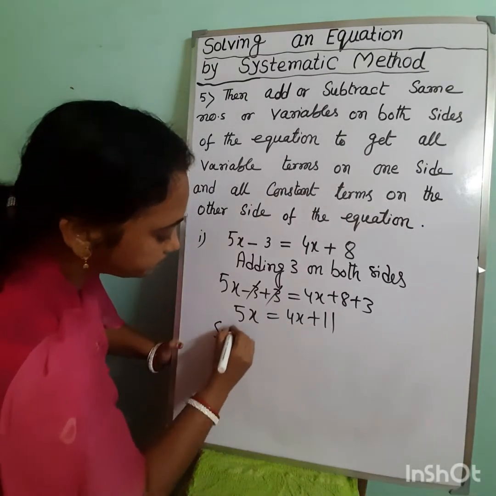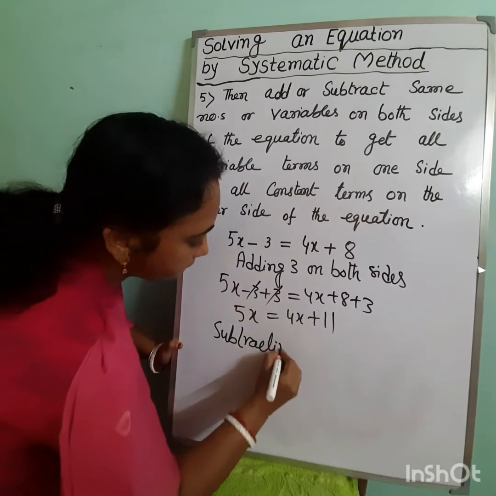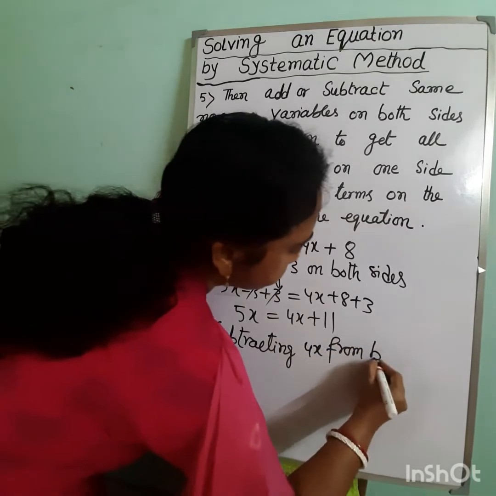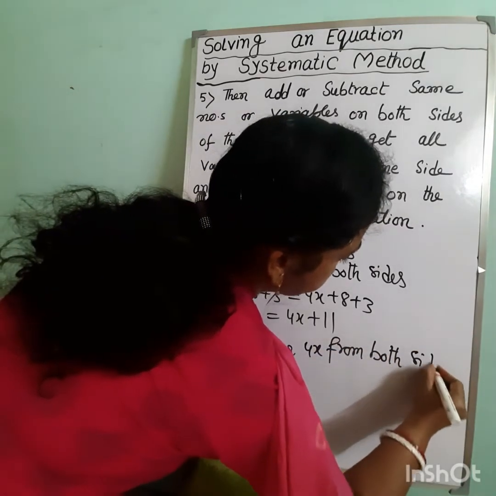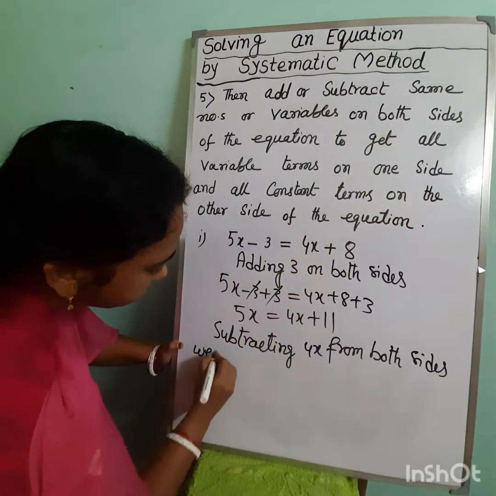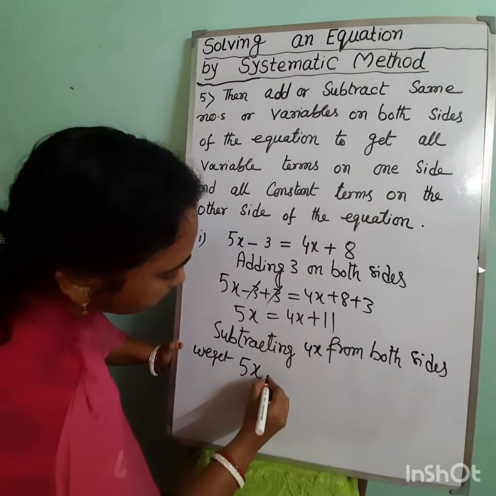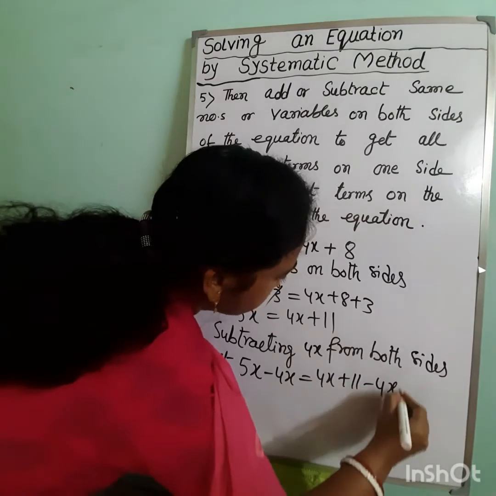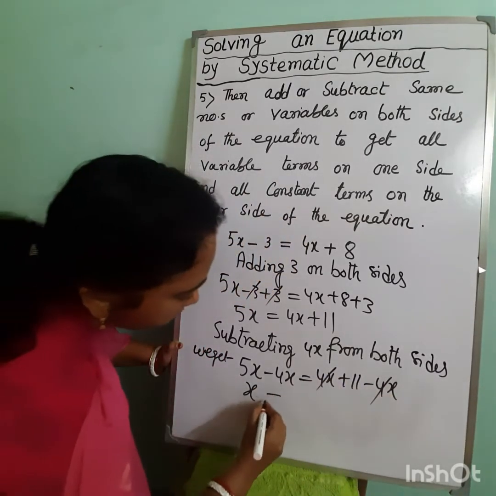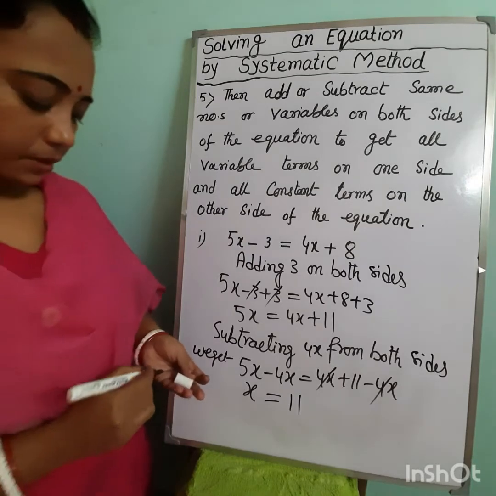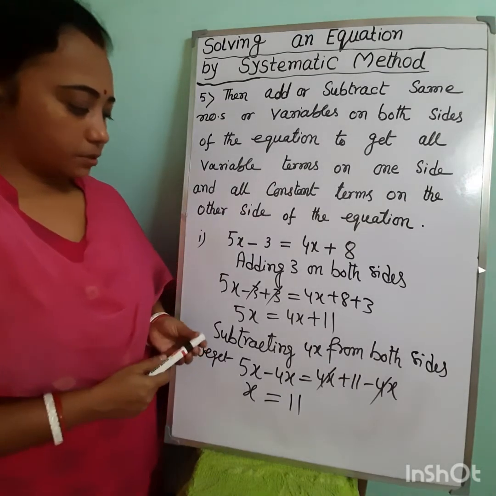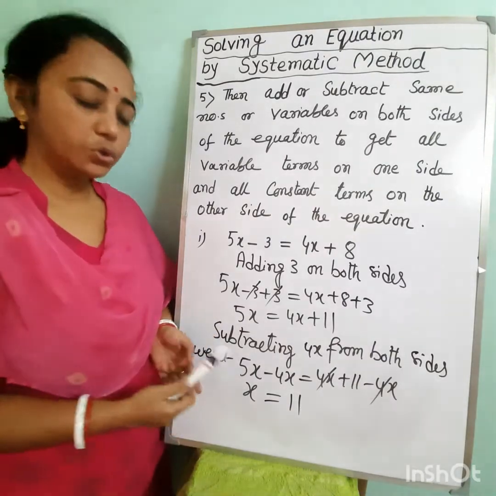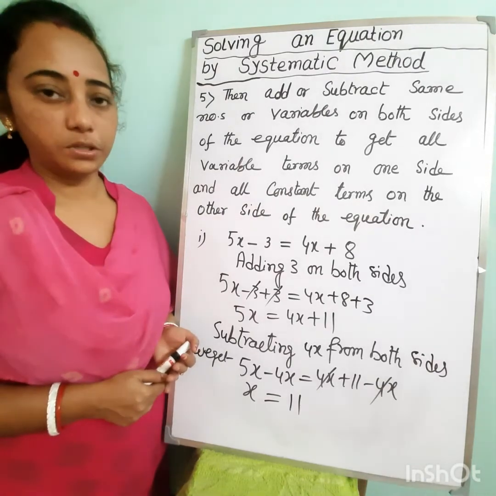So subtracting 4x from both sides, we get 5x minus 4x is equal to 4x plus 11 minus 4x. So here 4x will cancel out. We are getting here x is equal to 11. So from this equation we can easily get the value of the variable. So x equal to 11 is the solution of the given equation.